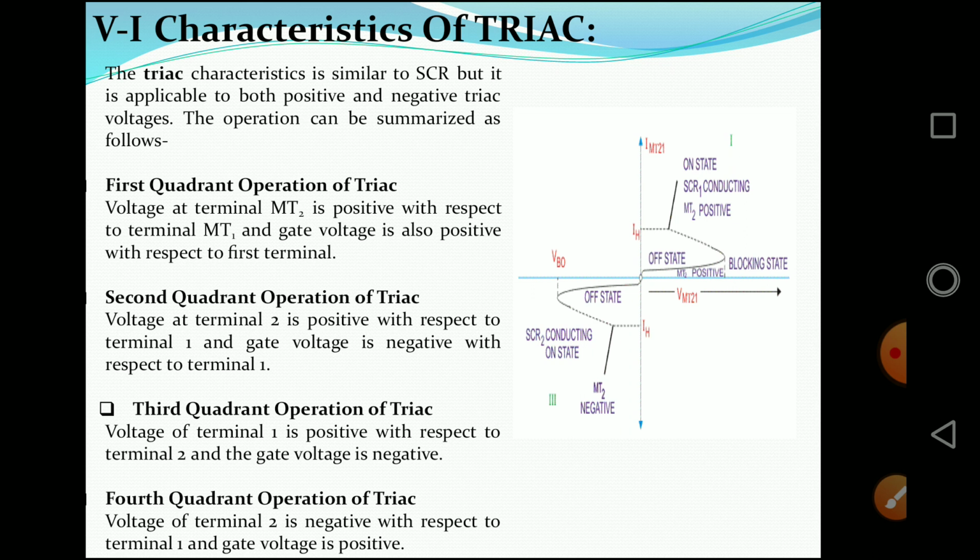So when the supply is off, the triac operates in the off state. When the supply from MT2 to MT1 is connected but is less than the breakover voltage, it operates in the blocking state. And when a gate pulse is applied to the forward biased triac, it operates in the conducting state. But irrespective of the supply, it operates in the first and third quadrants. When it operates in the first, MT2 and gate are positive with respect to MT1, and when it operates in the third, MT2 and gate are negative with respect to MT1.